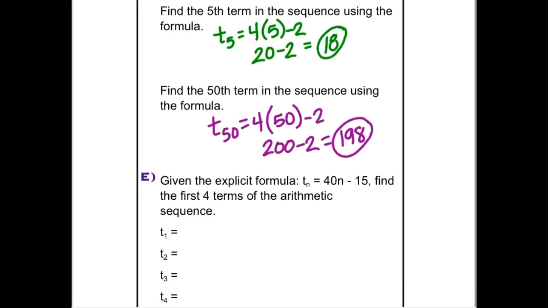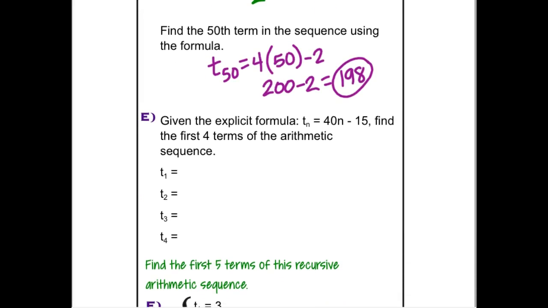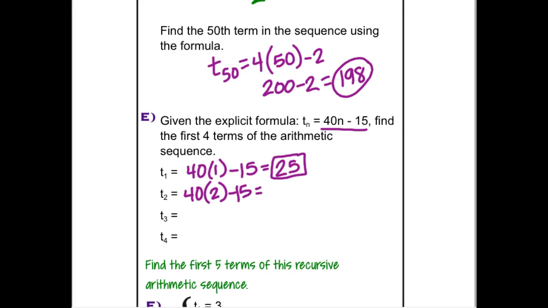The last piece, or sorry, second to last piece, is if I give you the explicit formula right here, 40n minus 15, we want to find the first 4 terms of the sequence. This is just as simple as it says term 1, so n is 1. So you're going to take 40 times 1 minus 15. Well, 40 times 1 is 40, minus 15 is 25. And then 40 times 2 minus 15. 40 times 2 is 80, minus 15 is 65.